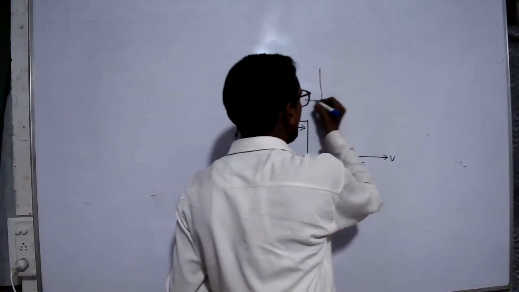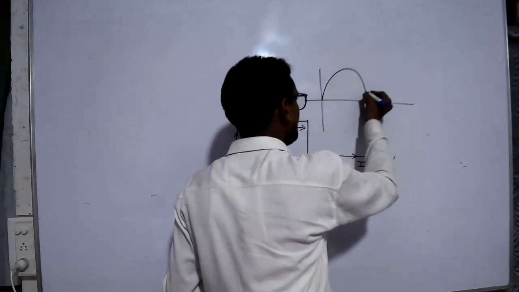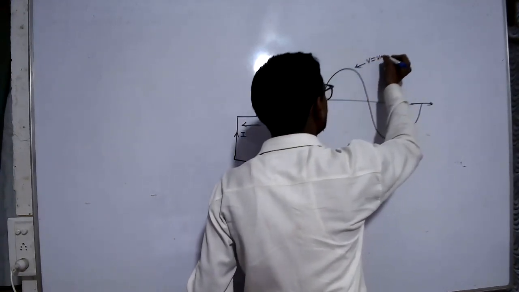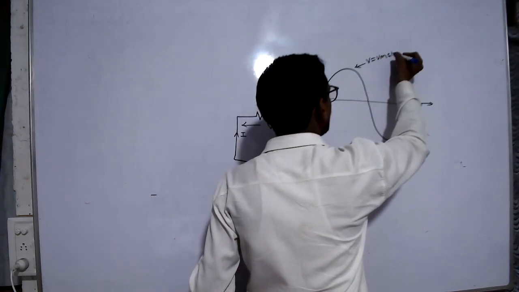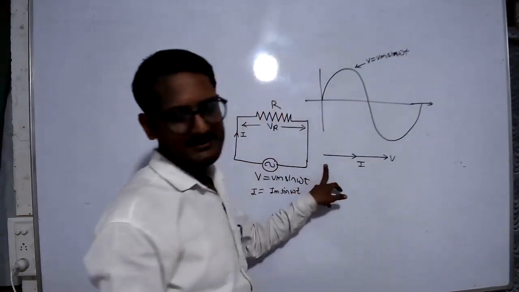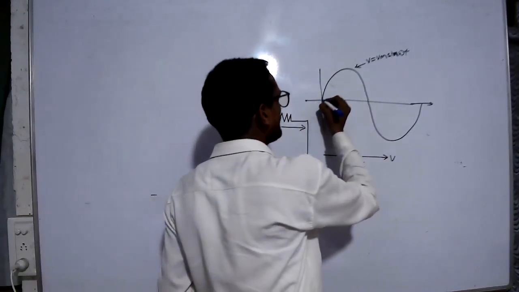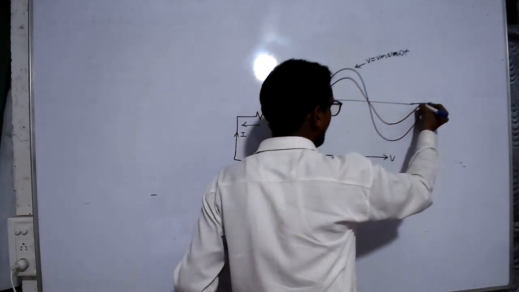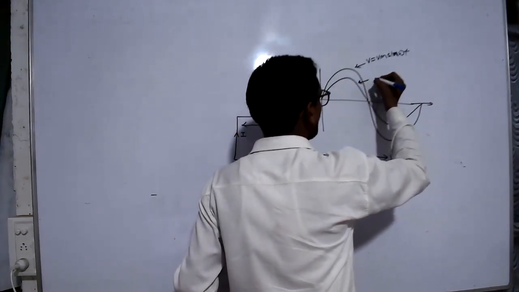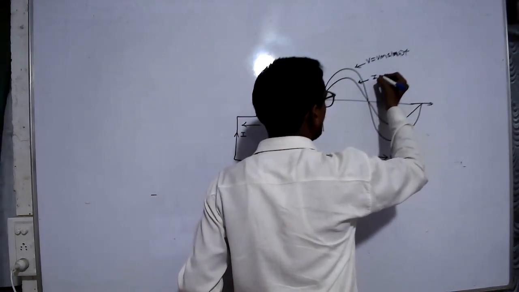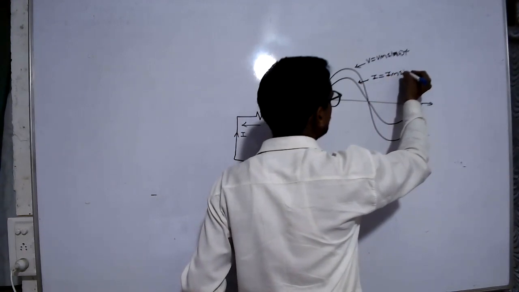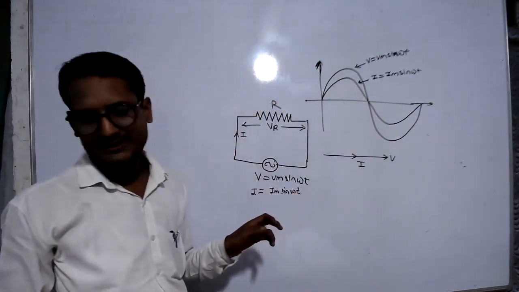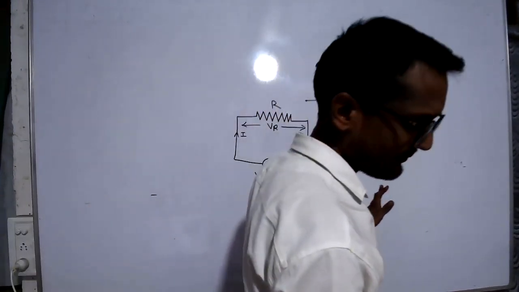That means the waveform for the resistive circuit is like that. If you consider this waveform as a reference line, this is the voltage V equals Vm sin omega t. There is no phase difference between voltage and current, so the zero crossover of current and voltage is the same. Therefore, the phasor diagram looks this way, and the equation for the current is I equals Im sin omega t. This is the phasor diagram of the pure resistive circuit.